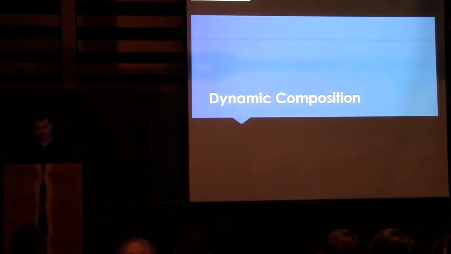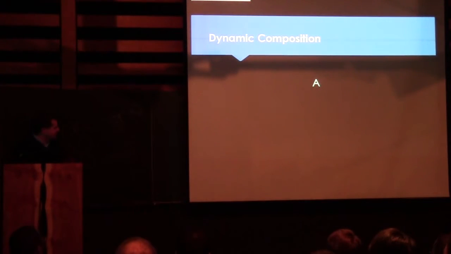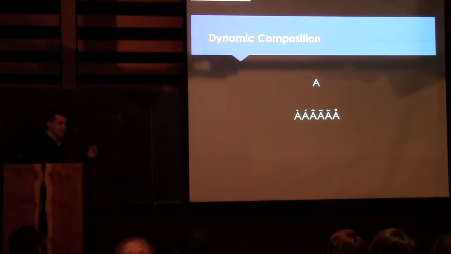So we'll look at one more feature of Unicode before we start digging into C++, and that's dynamic composition. Here we have the letter A, which is very simple. I think we're all familiar with it. But oftentimes, it's not just the letter A. It may have various diacritic marks.